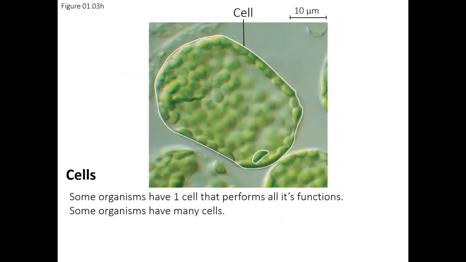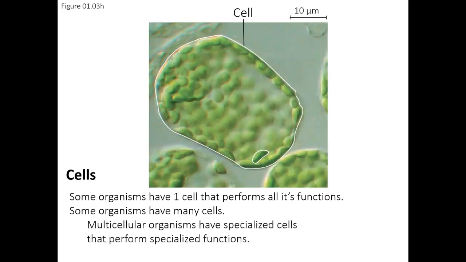Some organisms are made of only one cell. Some organisms have many cells. Mice and lupines are examples of multicellular organisms. Because these organisms have so many cells, different cells specialize to do different functions. For example, this cell functions to do photosynthesis.